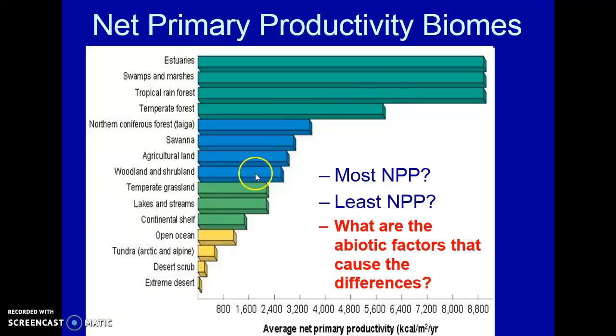Versus a place like the desert, is there a good amount of rain? No. So are the plants growing a lot? No. So we can use this information to make good data-based decisions on why different biomes are more or less healthy. And we would now call healthy primary productivity when we're talking about plants. We're going to practice this more in class.